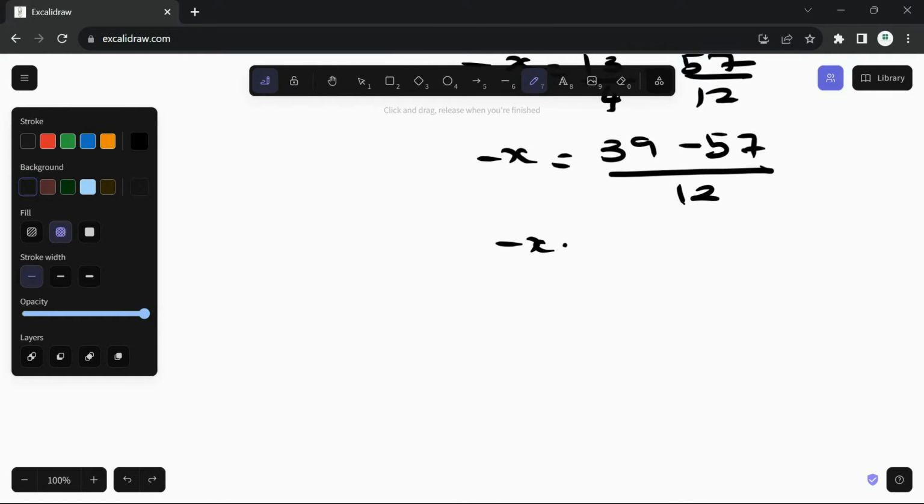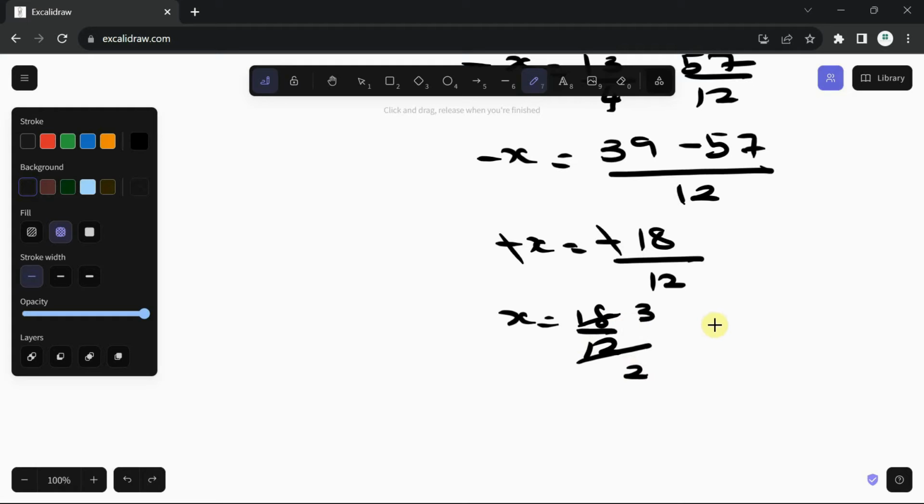So minus x is equal to, you are owing somebody 57 naira, but you pay the person only 39 naira out of it. How much are you still owing the person? So you're still owing the person minus 18 naira, divided by 12, right? So I can divide both sides by minus. If I divide both sides by minus, minus will cancel minus. So our x will be equal to 18 over 12. And also we can still reduce this, right? 6 here 2, 6 here 3. So our x is equal to 3 over 2, or what?